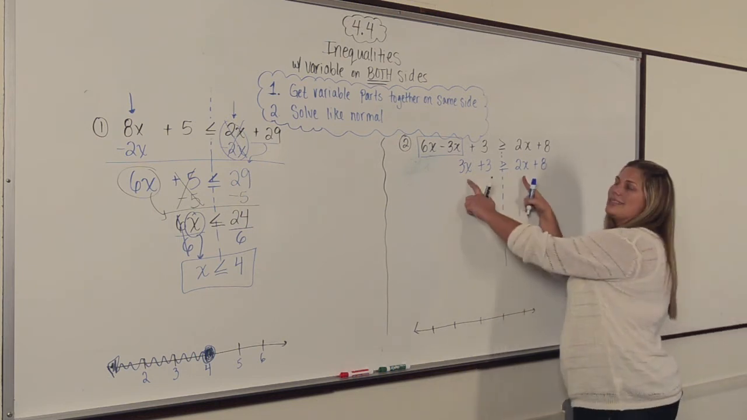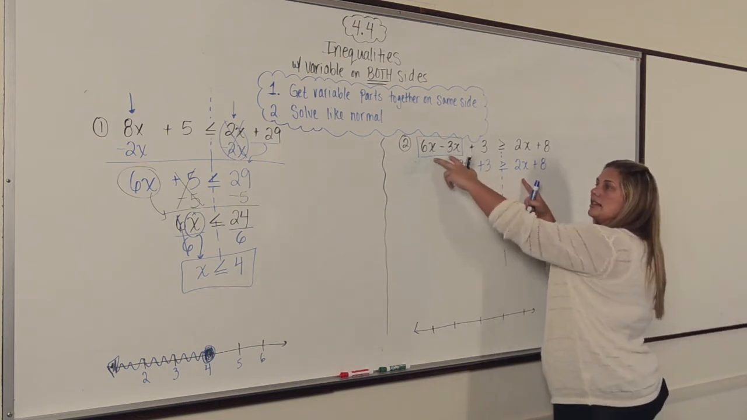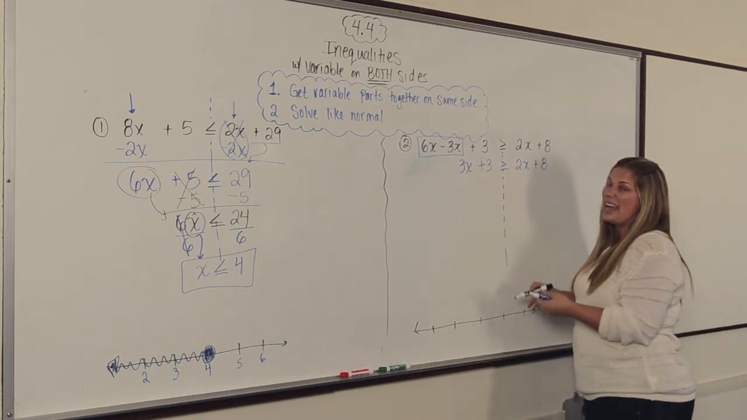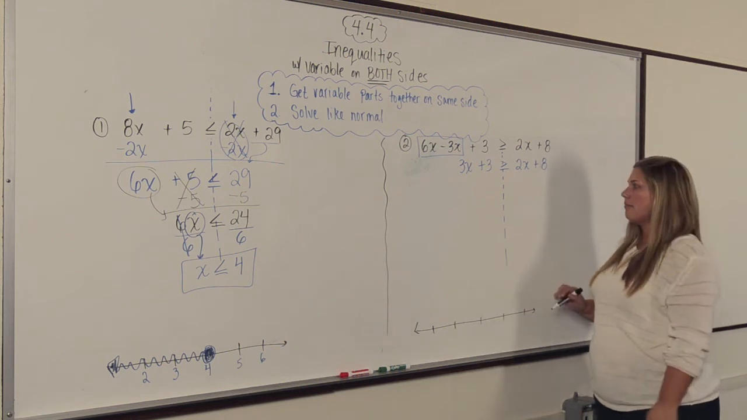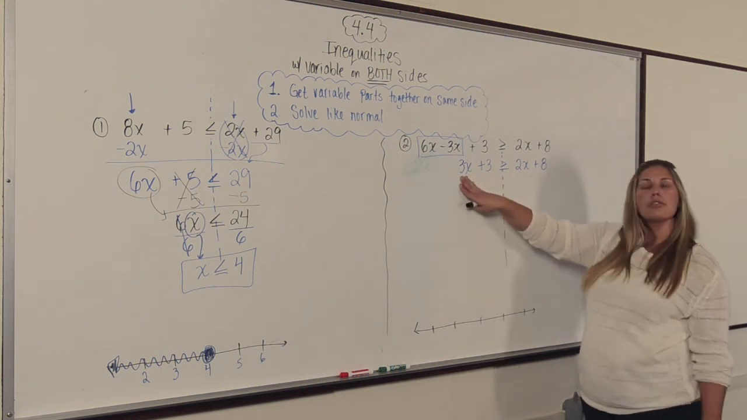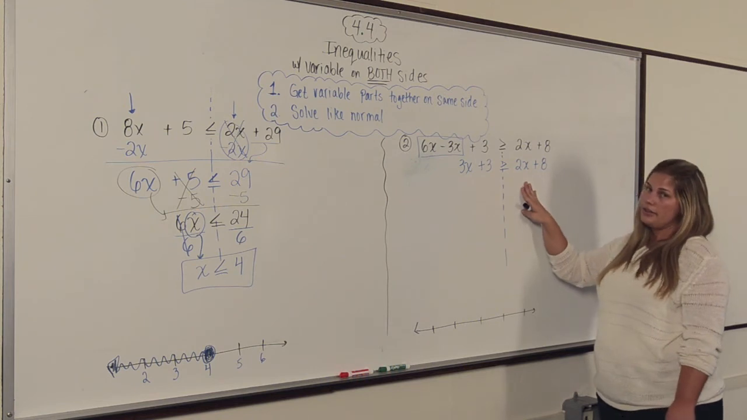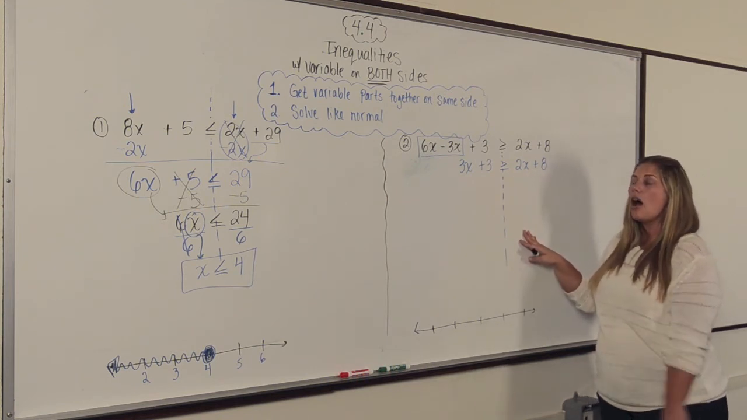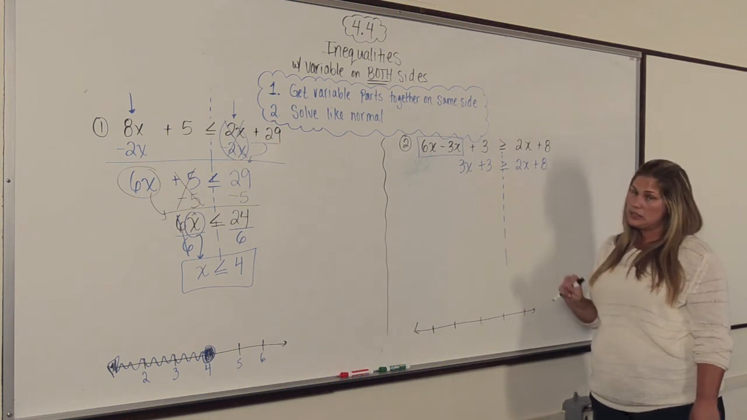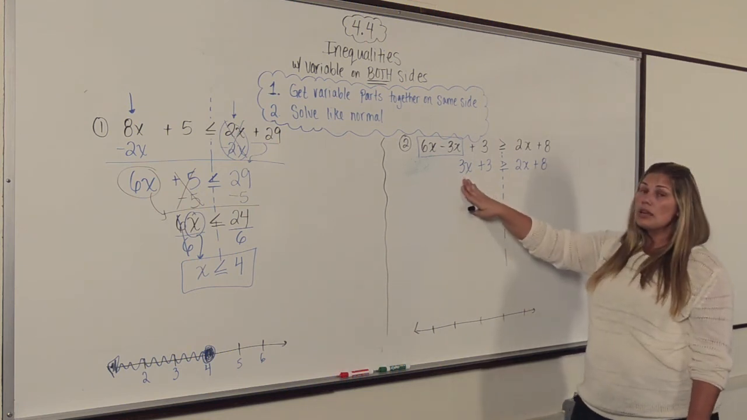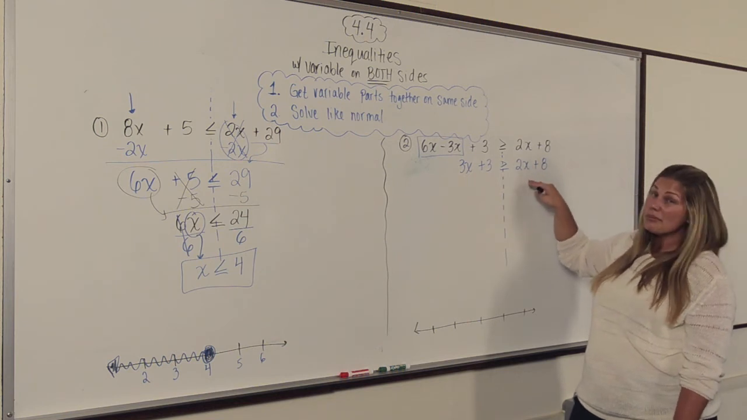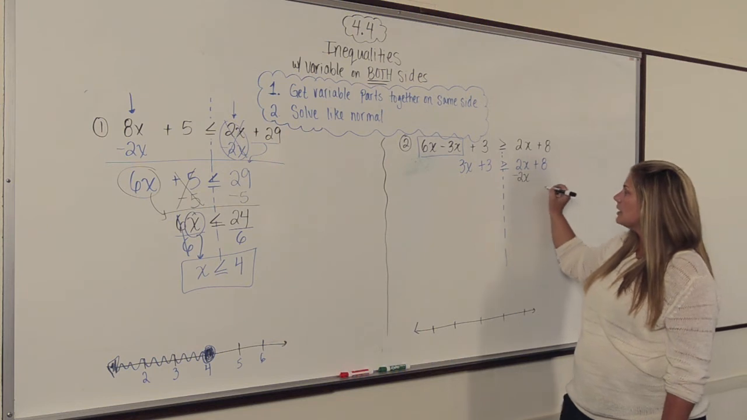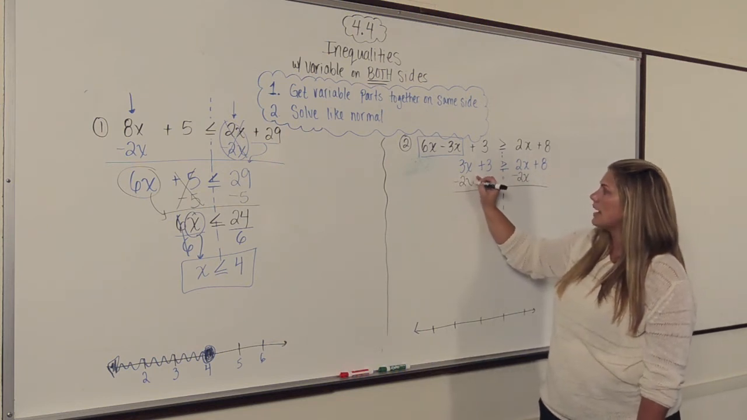But now I have x's on opposite sides. So when they're on the same side, I can just put them together. But remember, when they're on different sides, I have to get rid of one of them. Well, I have a 3x over here and a 2x over here. Remember, if we don't want to deal with negatives, we always want to get rid of the one that's smaller. So since 3 is bigger than 2, I'm going to get rid of that 2x. To get rid of a positive 2x, I'm going to subtract 2x from both sides.